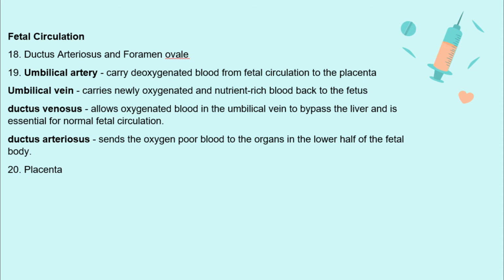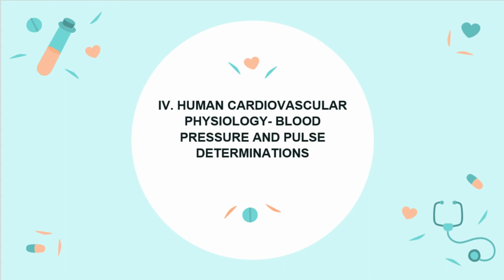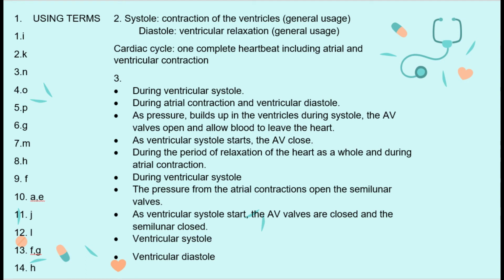Good day everyone, I am Tanya Garcia and I'm going to discuss our answers in human cardiovascular physiology, blood pressure, and pulse determination, cardiac cycle. For number 1, using the terms to the right of the diagram and the letter choices on the diagram, correctly identify each valve closing and opening, chamber pressure, volume lines, heart sounds, and each period of the cardiac cycle.